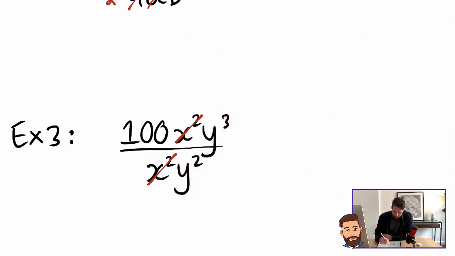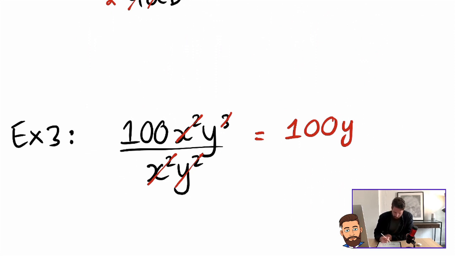Well, we know that we can minus the powers. If you divide bases of the same, you can minus the powers. So 3 minus 2 would be y to the power 1. Essentially, what we're doing is cancelling off those two and leaving this with 1. So that is simply 100y to the power 1.